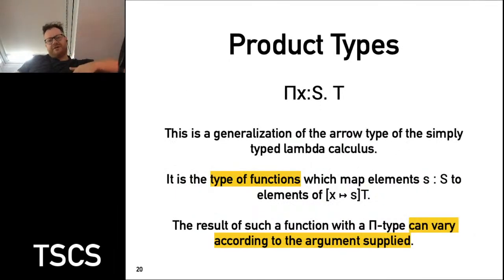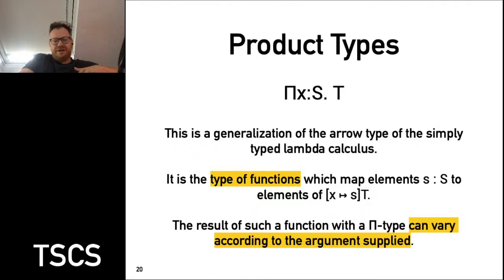And let's look at product types for a second. So product types are a generalization of the arrow type that we've learned so far in the simply typed lambda calculus. It is the type of function which maps elements s of type S to elements of T with x substituted with s. So we can now substitute elements in a type. This is the so-called product type.